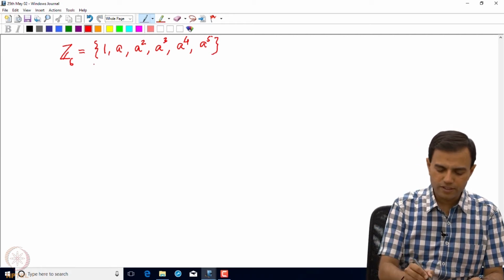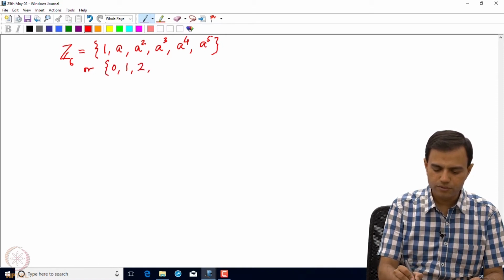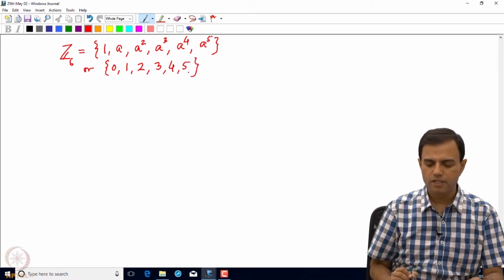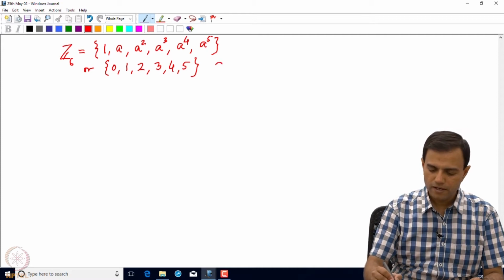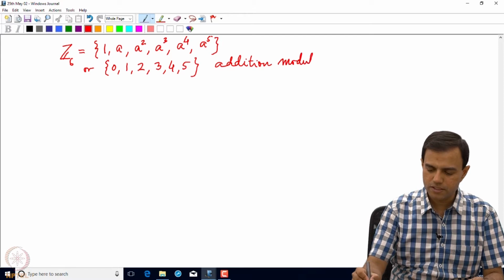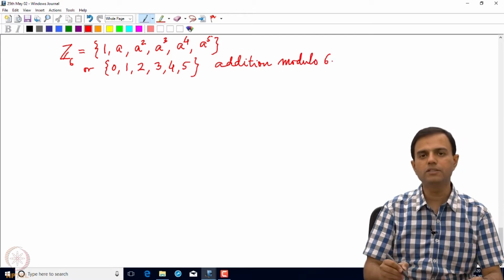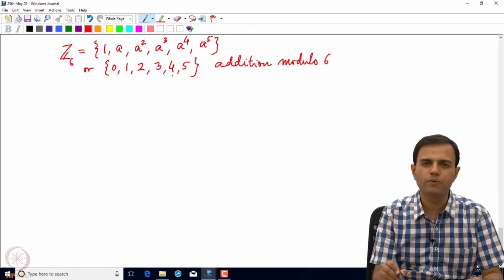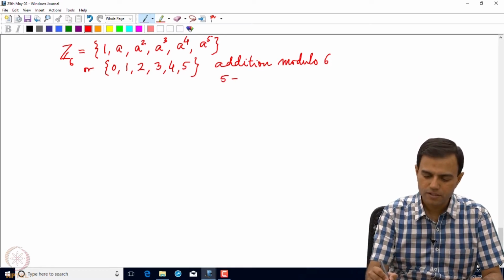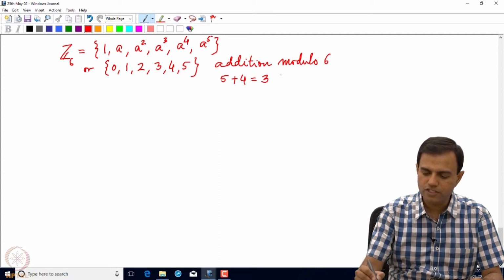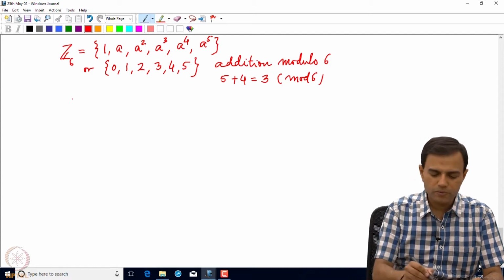I could have also written this as 0, 1, 2, 3, 4, 5, these 6 symbols, and these form a group under addition modulo 6. So these are the remainders under addition modulo 6. So 5 plus 4 therefore is 3, because that's what happens mod 6.